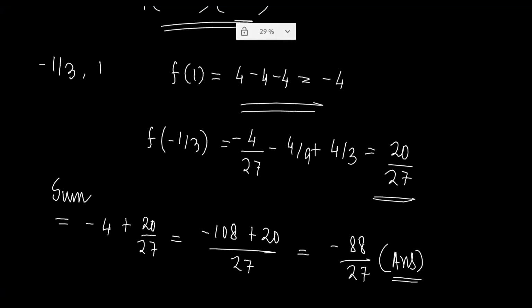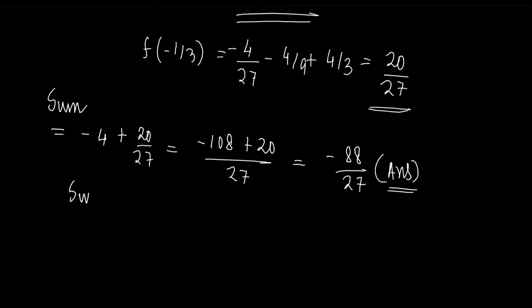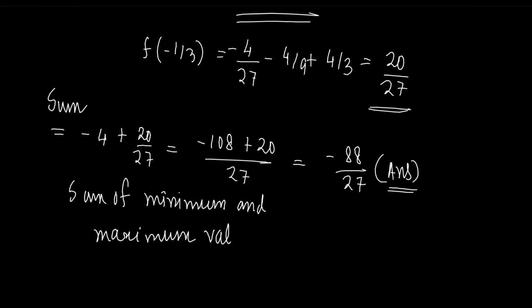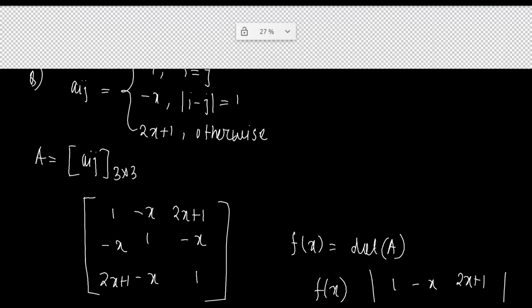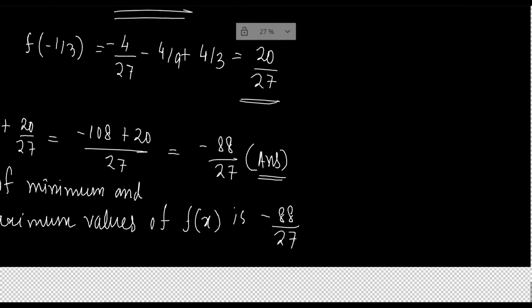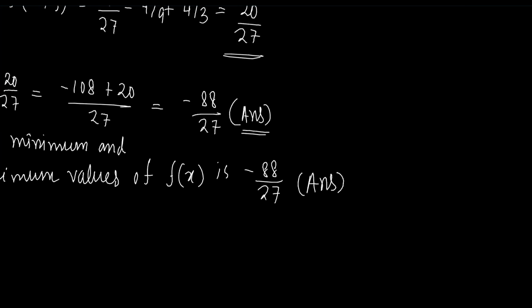So the required answer for this question will be minus 88 by 27. That is the sum of the maximum and minimum values of f(x). So we can write that the sum of the minimum and maximum values of f(x) is minus 88 by 27. Okay, so this is the answer. Now this was the question, and this is the answer. Now we come to our next question.